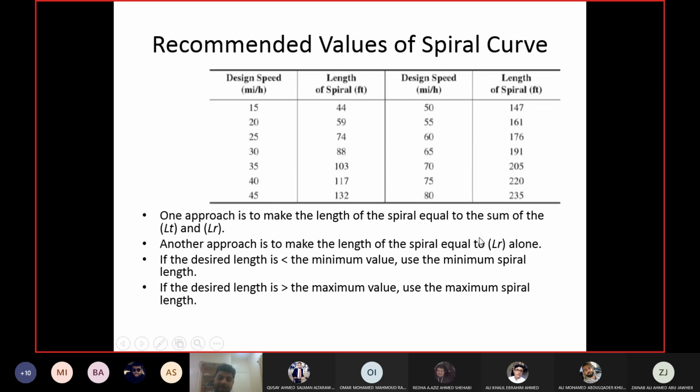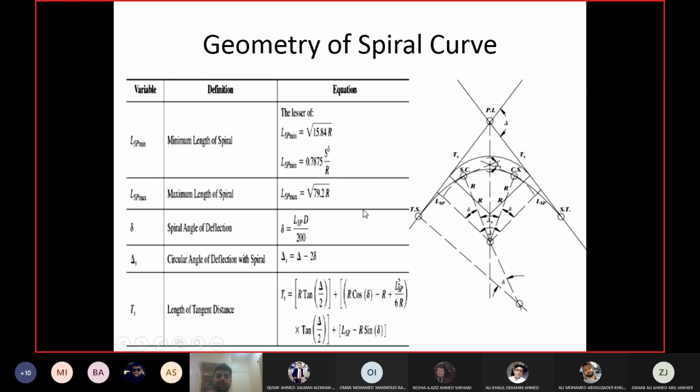The only criterion is that whatever value you take in the end, it should be within the range of these equations. If the value you want to take from the table, or from LT plus LR, or from LR only, is out of the range of these equations, then if it is less than the minimum, take the minimum. So for example, you decided that you will take LSP equal to LR.